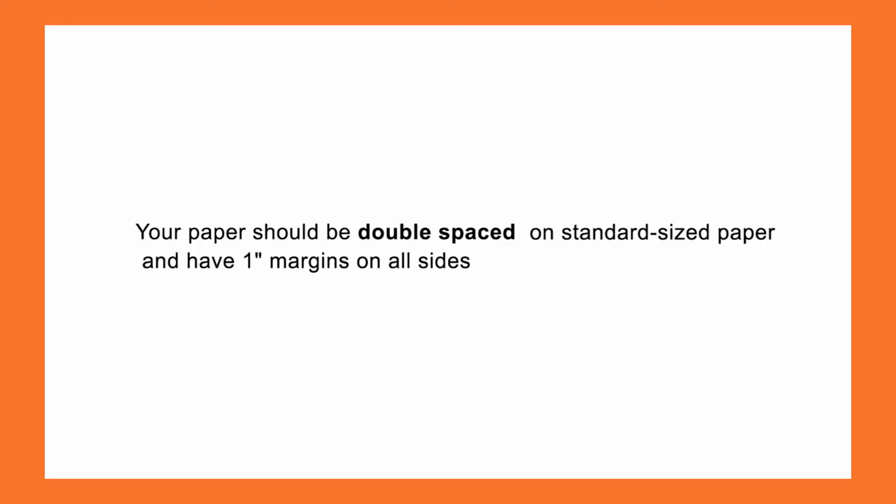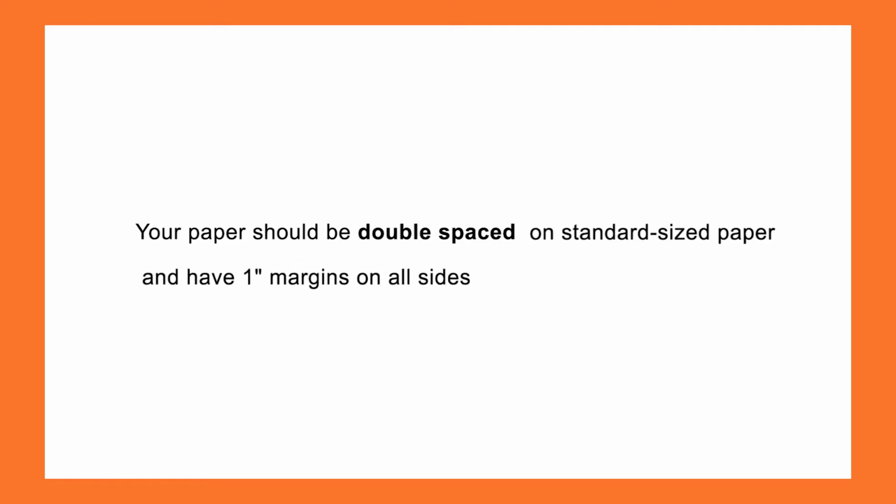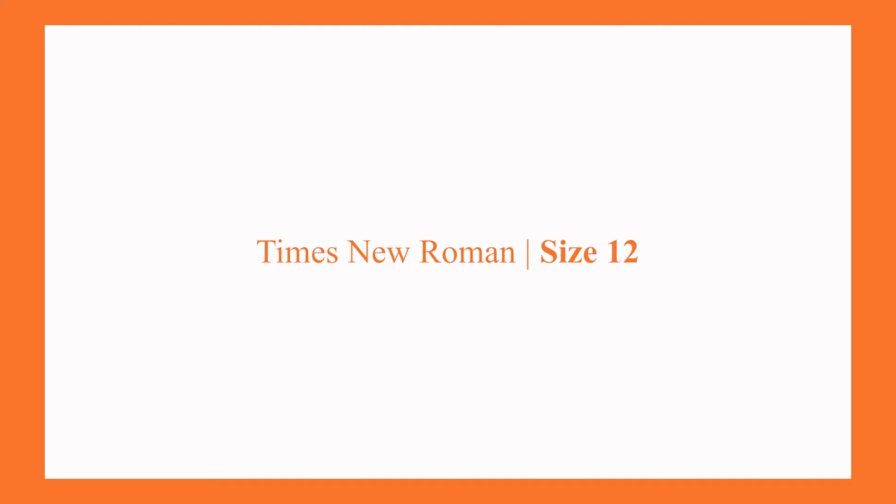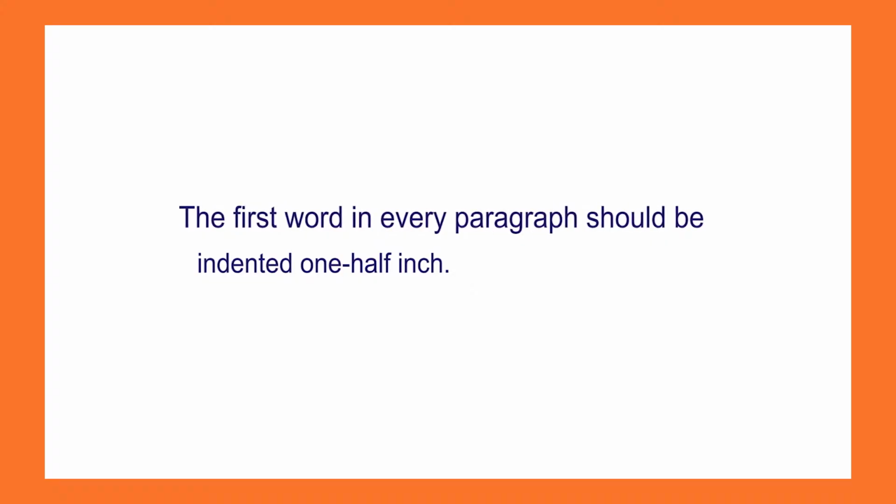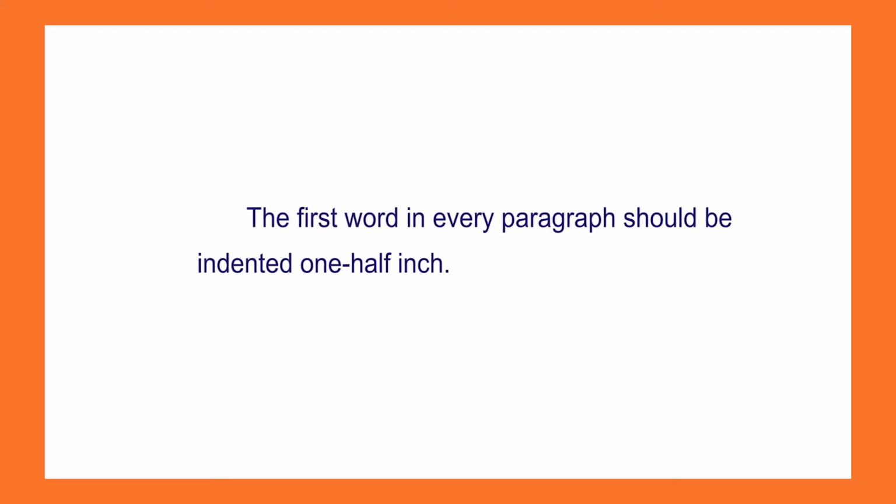Number 1. Your paper should be double-spaced on standard size paper and have 1-inch margins on all sides. Number 2. The APA Style Guide suggests using one of the following fonts: Times New Roman size 12, Calibri size 11, Arial or Georgia size 11, or Computer Modern size 10. Number 3. The first word in every paragraph should be indented 1/2 inch.